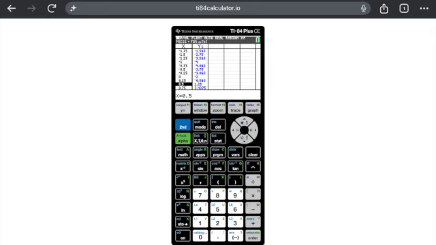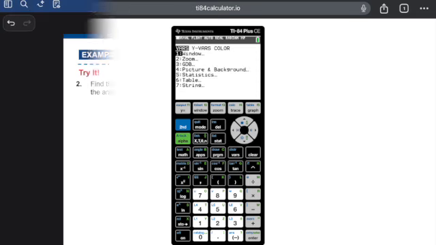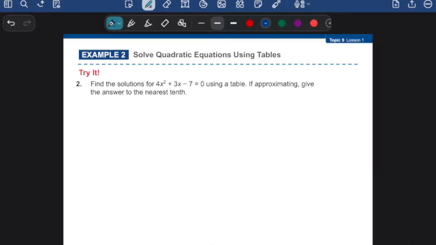So we want to be very thorough and not just jump to the first 0 that we see in our table. You can zoom in more and change your intervals for your x values and double check and make sure you check where it goes from negative to positive. Try it number 2, find the solutions for this quadratic equation using a table. If approximating, give the answer to the nearest tenth. So first we're going to type it into y equals, and then we're going to use second graph.